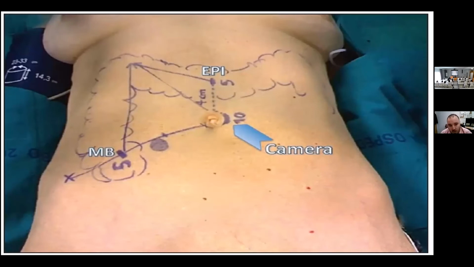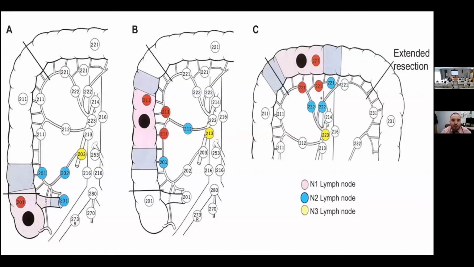Usually we love to make diagrams and focus on the different anatomy. And as I pointed out in the beginning, the anatomy of the right colon mainly involves the ileocolic pedicle. Why am I talking about the ileocolic pedicle? Mainly because this is the most important prognostic factor.